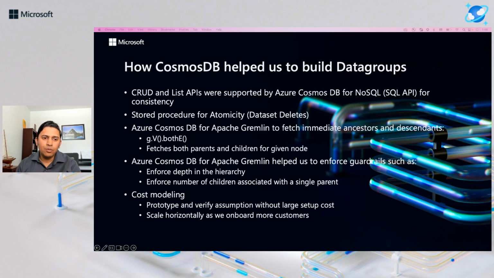The Azure Cosmos DB for Apache Gremlin was very helpful in simplifying how we fetch the most immediate ancestors and descendants for a given data group. As you recall, this was one of the requirements: that for each read operation, we should return the most immediate parent and children for a given data group.